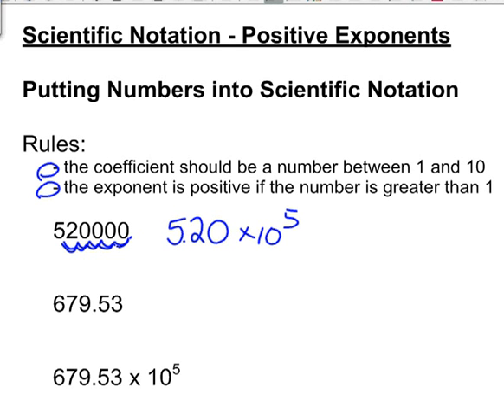Our next number, 679.53. Our decimal place is in the middle of the number behind the 9. We need to move it so that only the 6 is in front of the decimal place. So it'll be 6.7953 times 10, and we moved our decimal place 2 places, so our exponent is equal to 2.